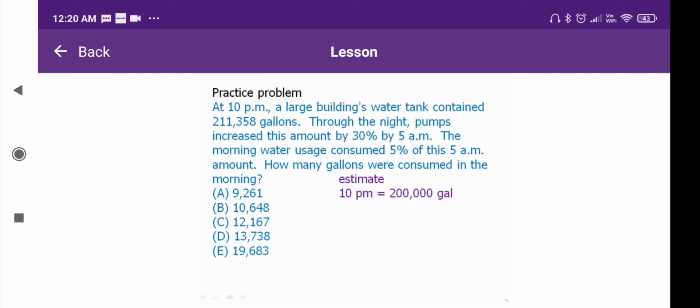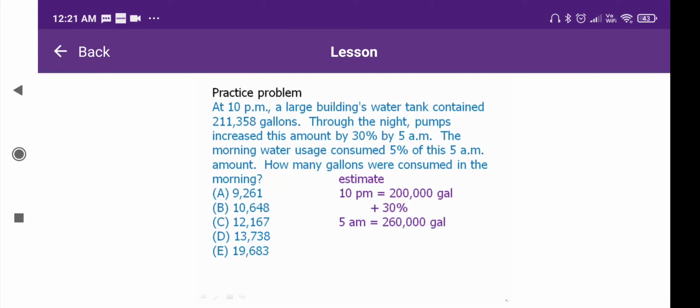Right now, I'll just say 10% of 200,000 is just a tenth of it. Knock off a zero, it would be 20,000. 20,000 would be 10%. We'll multiply that by 3. 30% would be 60,000. So if I add 30%, I'm up to 260,000 at 5 a.m.